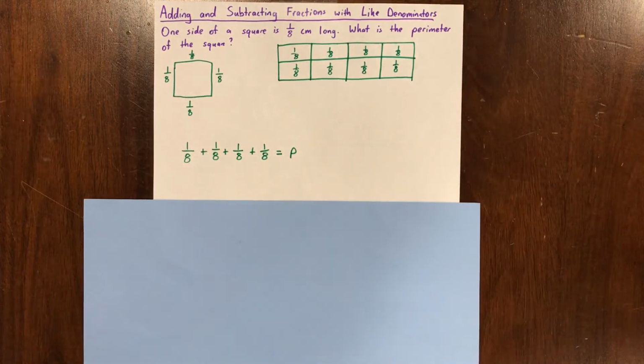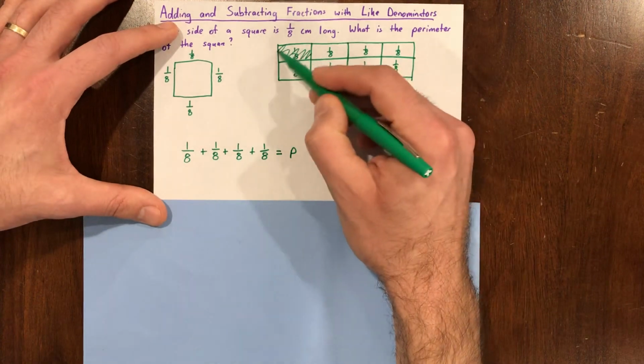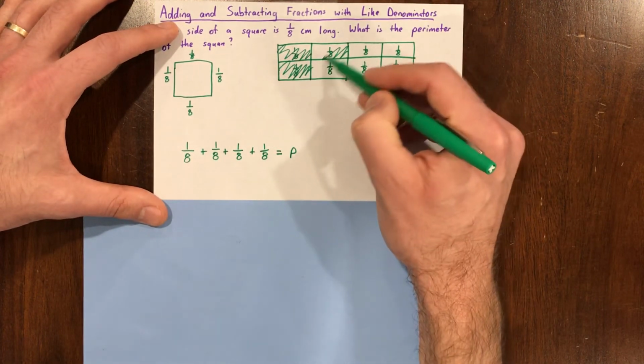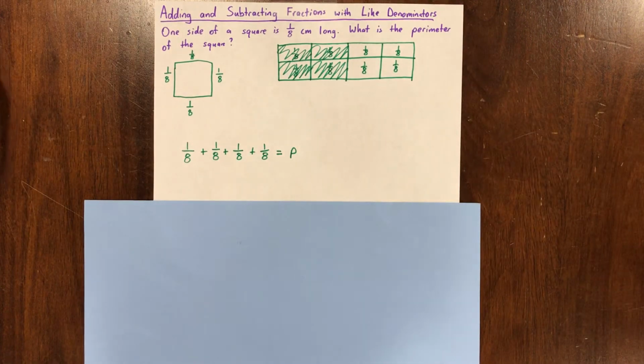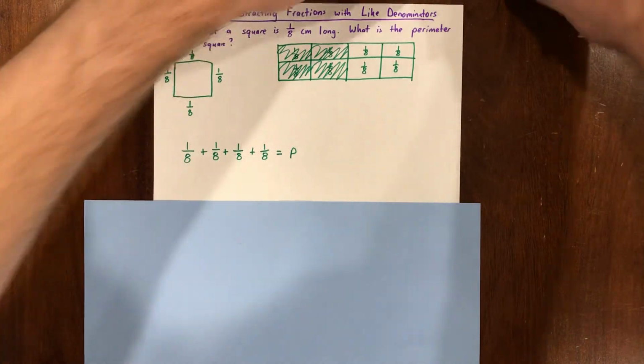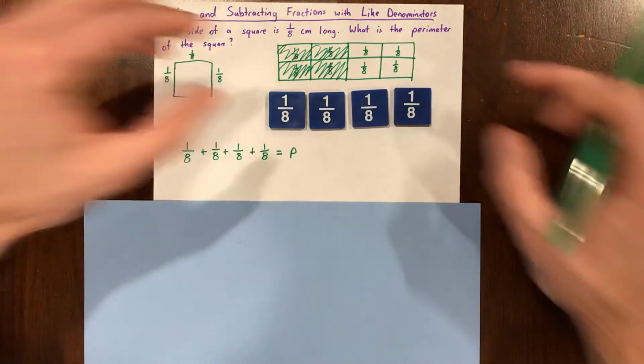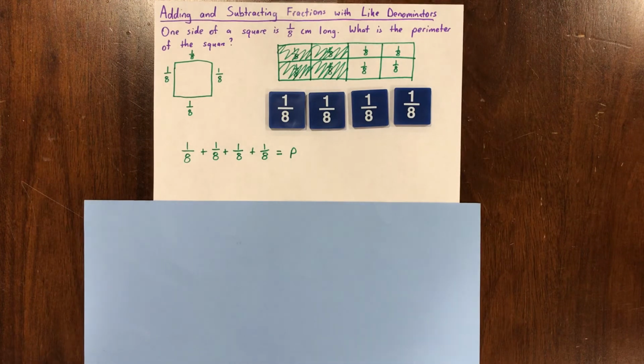Okay, and what would I do now to go ahead and represent the problem? Say it out loud. Yeah, I could just shade 4 1/8 pieces to represent each side of the square. Okay, great. And what if I have fraction tiles? What could I do there? Yeah, I could just use 4 1/8 fraction tiles also, couldn't I? One for each side. They both work.